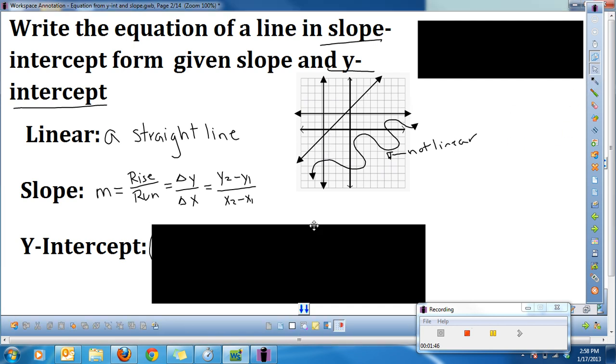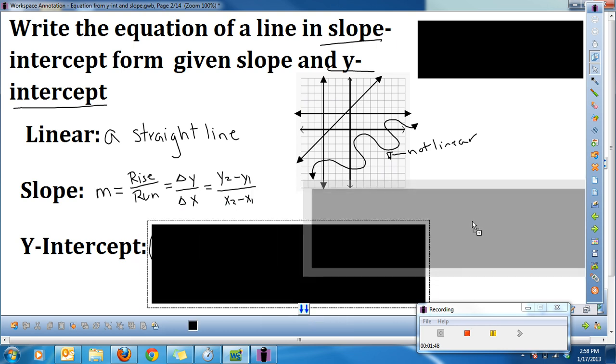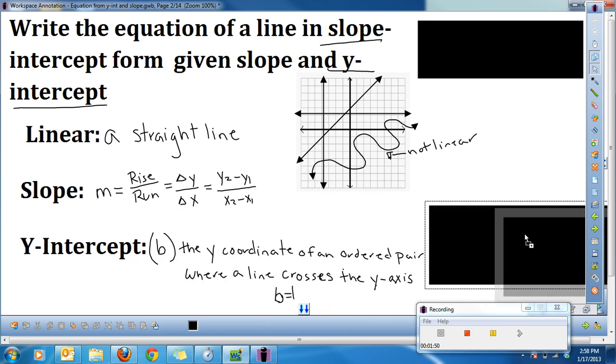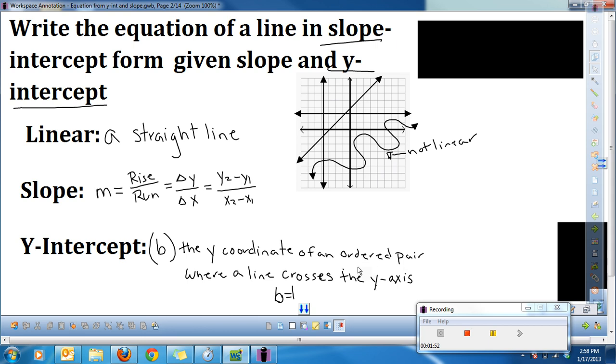The next thing we need to know is the y-intercept. The definition of that is the y-coordinate of an ordered pair where the line crosses the y-axis. The y-coordinate of an ordered pair where a line crosses the y-axis. So let's just think about that for a second. The y-intercept is going to tell us where on the y-axis, if this is the y-axis right here, these lines cross. So I'm going to use this line right here as an example.